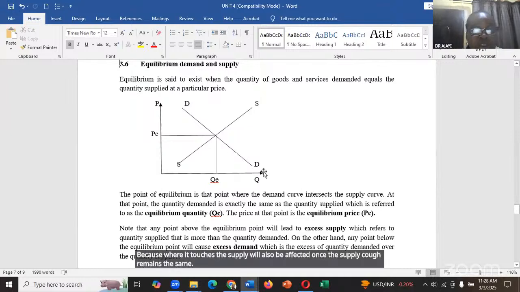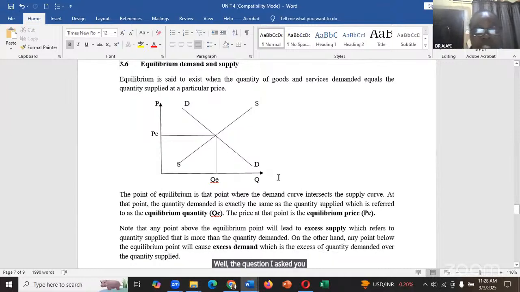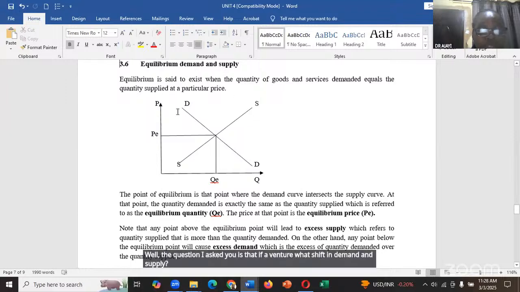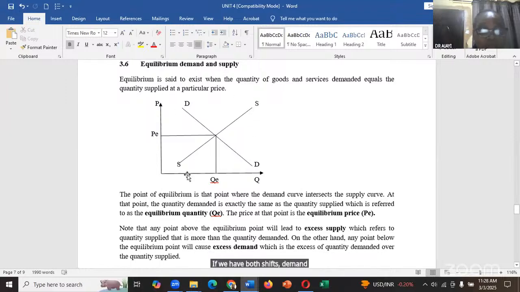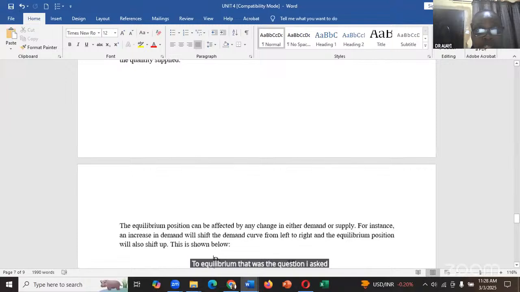But the question I asked you is that if peradventure we have both shifts, demand shifted, supply also shifted, what will happen to equilibrium? That was the question I asked, and some of you are already responding.